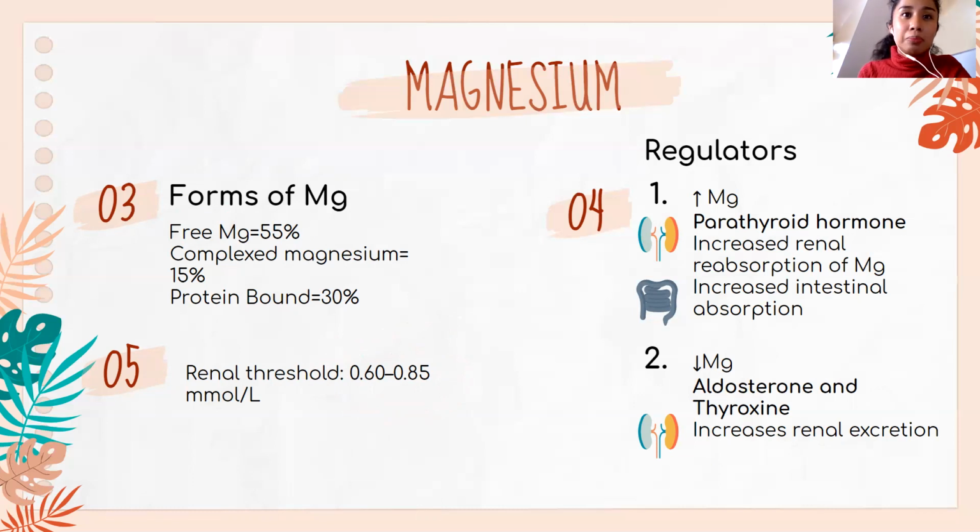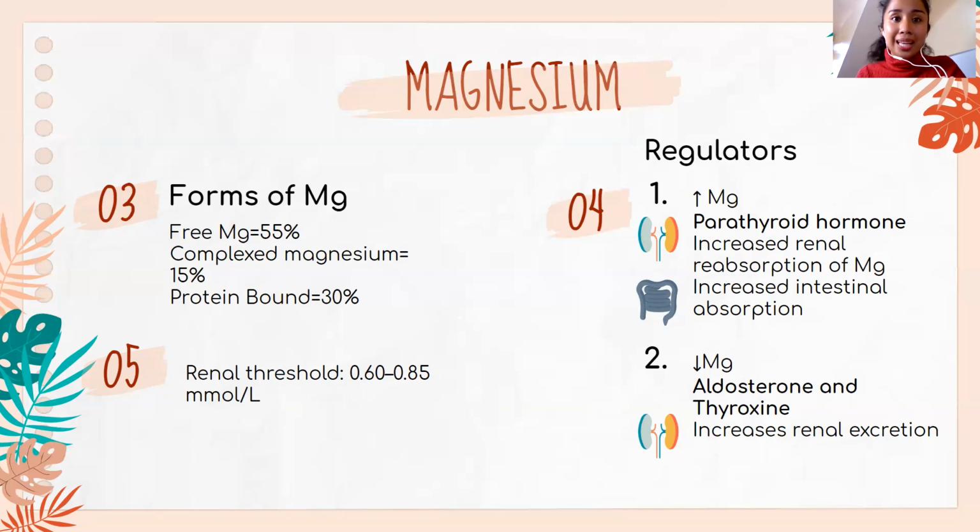This is about 4 milliequivalents per liter. Milliequivalents per liter na lang tayo. If it will max out at 4 milliequivalents per liter, it needs to be thrown out to your urine. So class, ano ba ang renal threshold?